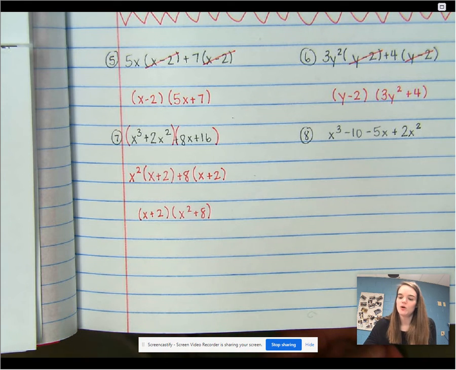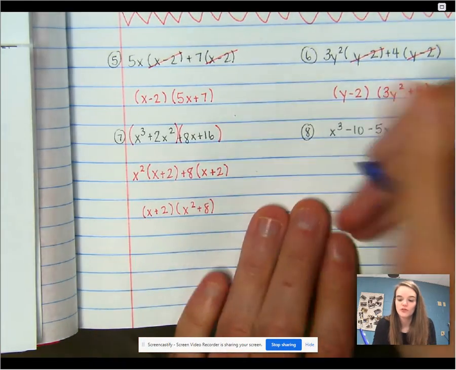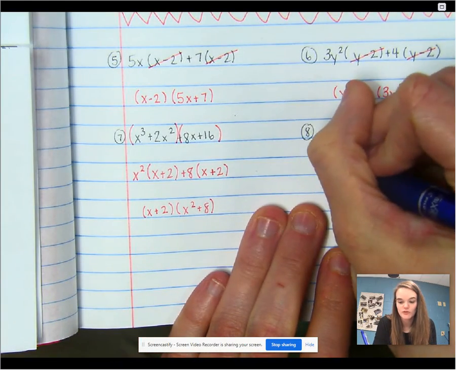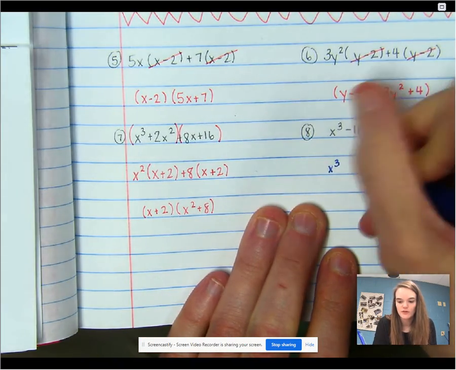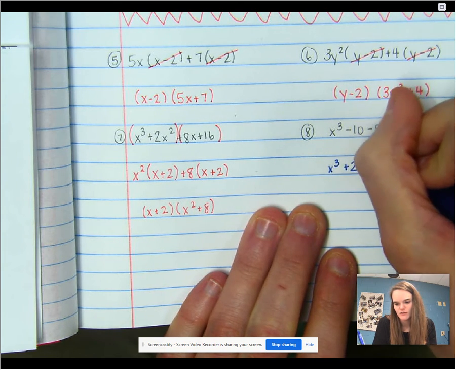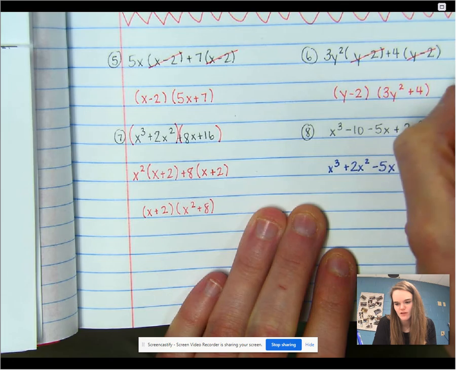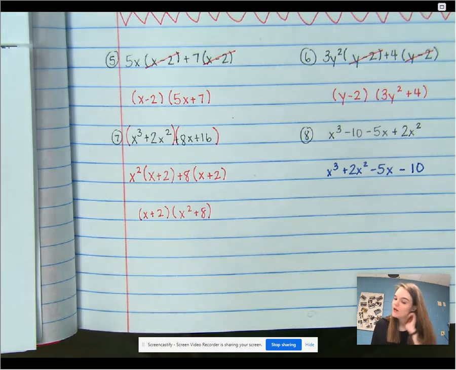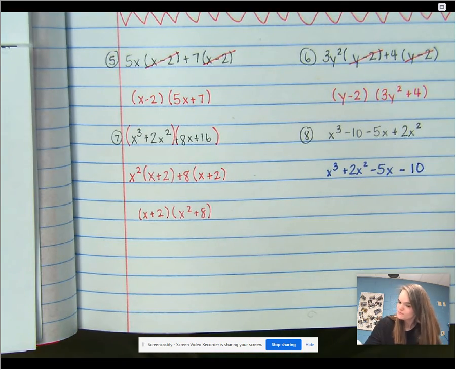All right, number 8. I have a problem. Number 8's not in standard form, so I'm going to have to put it in standard form first. x to the third comes first, then 2x squared, then minus 5x, and minus 10. Now I can group it.